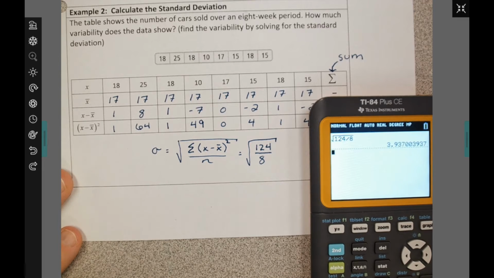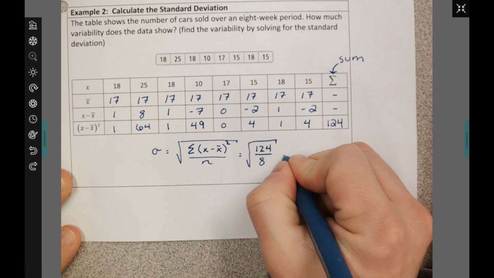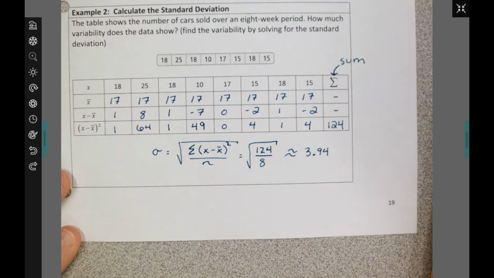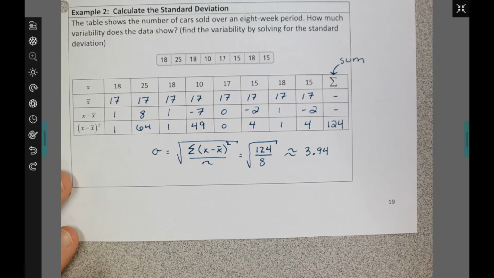I'm going to round to the hundredths place. So I'm going to say this equals roughly 3.94. All right. That's the standard deviation for this.